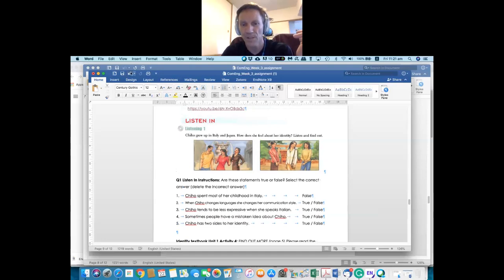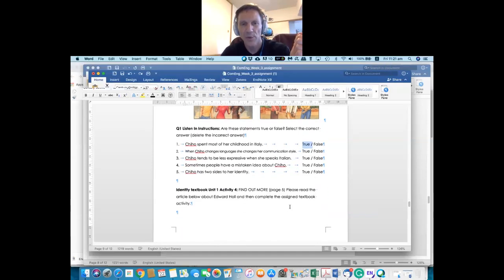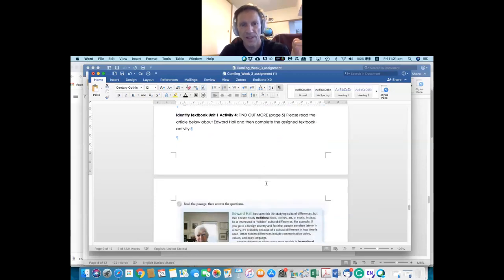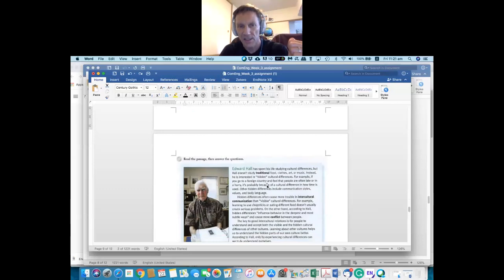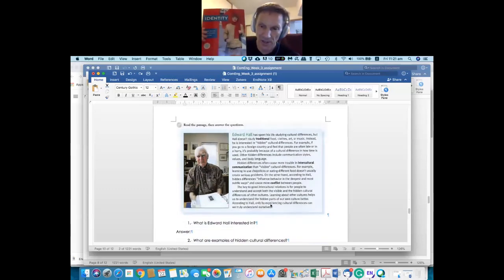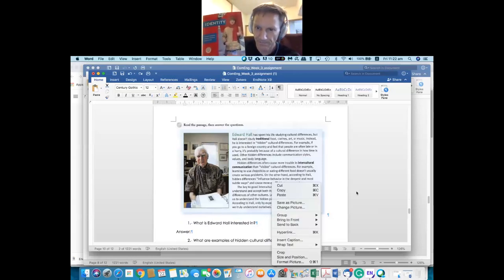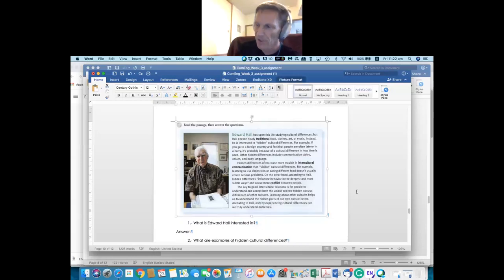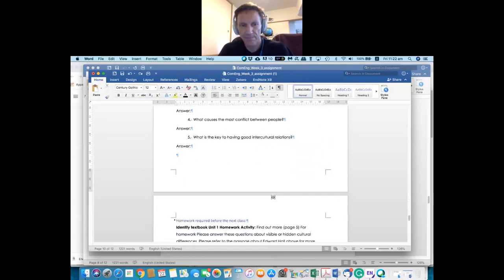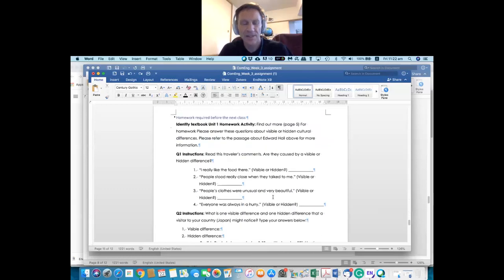There we go. Now, move on and do activity 4, which is find out more. To do this activity, it's a reading activity. Read the passage. It's much easier to read it in the book. It'll be bigger for you. So if you have the textbook, hopefully you all do, read it in the textbook, answer the questions. Type your answer in here, okay? There are 5 questions. Then, there's another, it says homework, but you have a week to do everything.